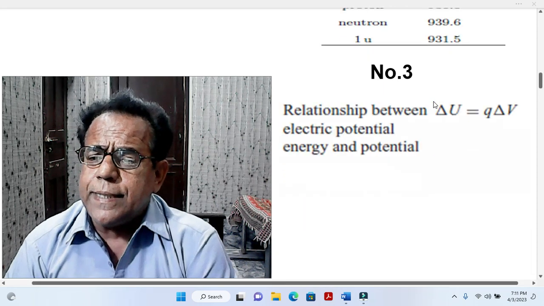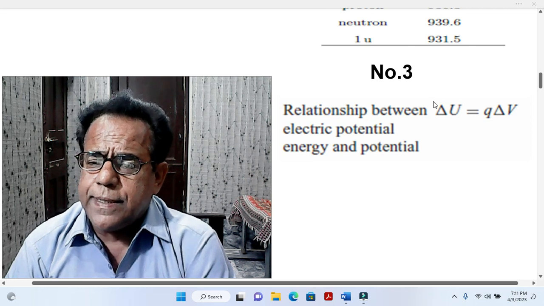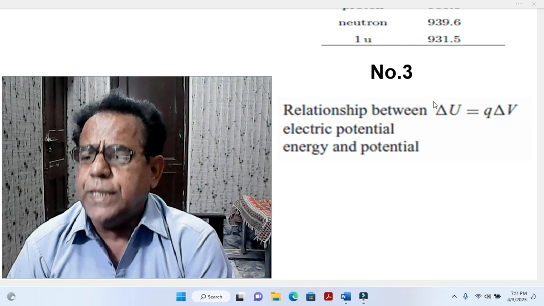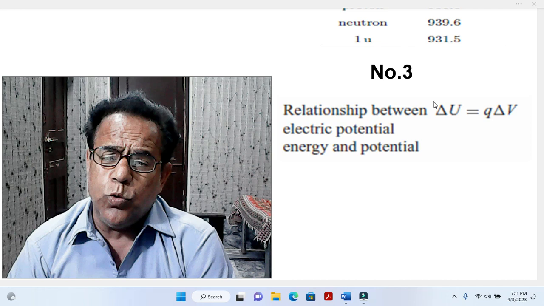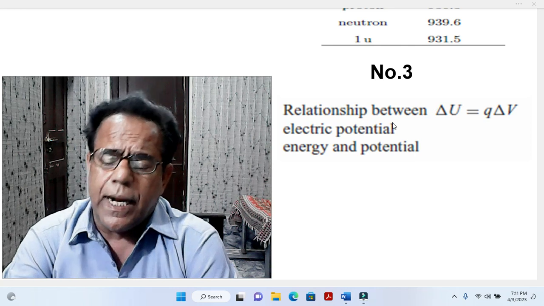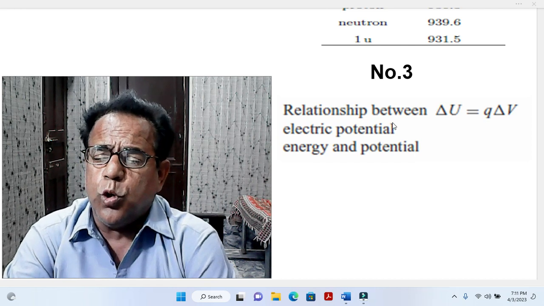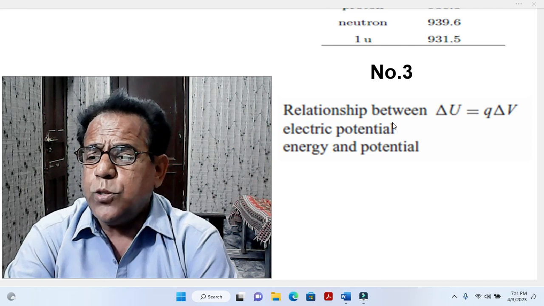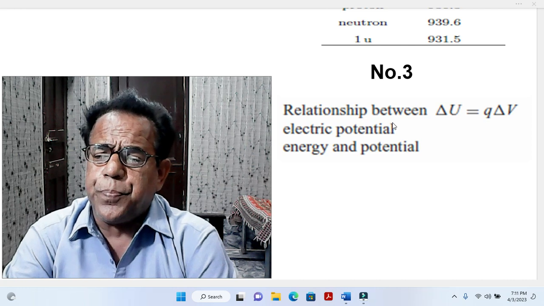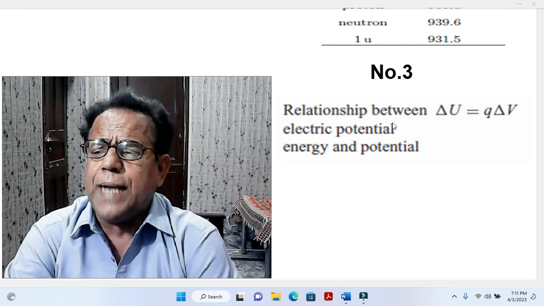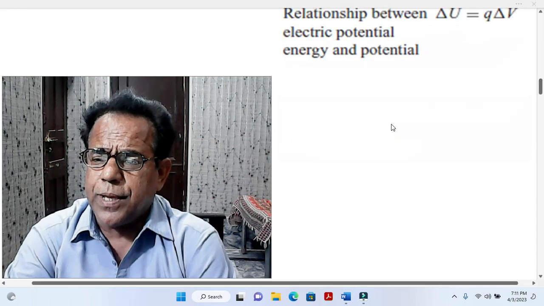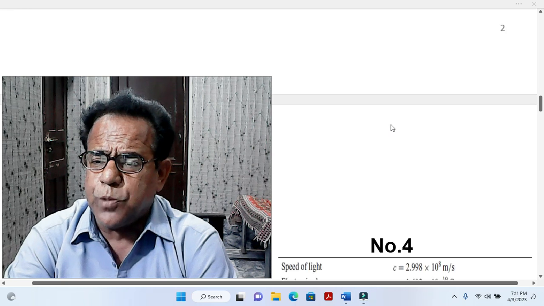Tool number 3, relationship between electric potential energy and potential, that is delta U equal to Q delta V. Dear students, delta is usually used to denote change. So here delta U may be taken as equal to U2 minus U1. Similarly, delta V may be regarded as V2 minus V1. Now we come to tool number 4.